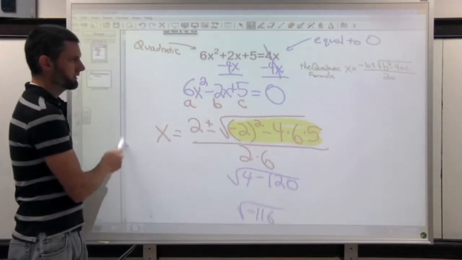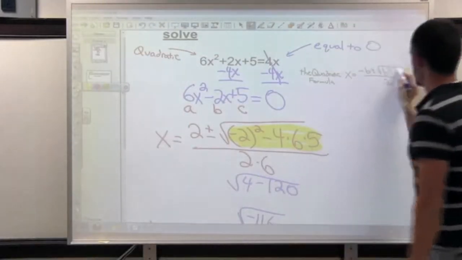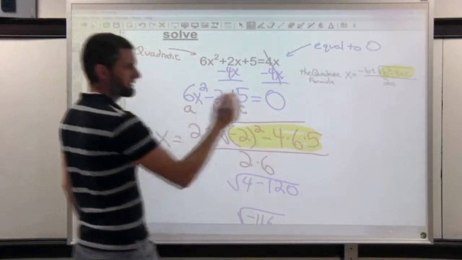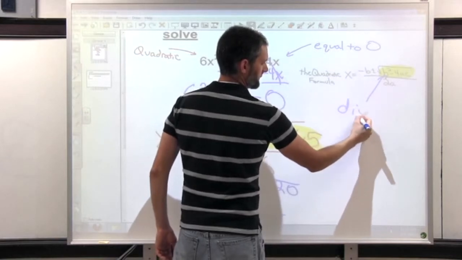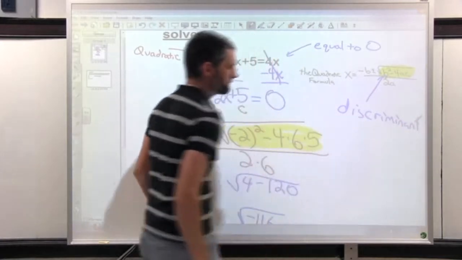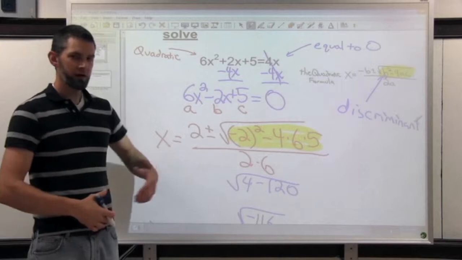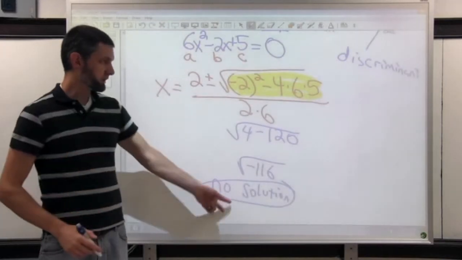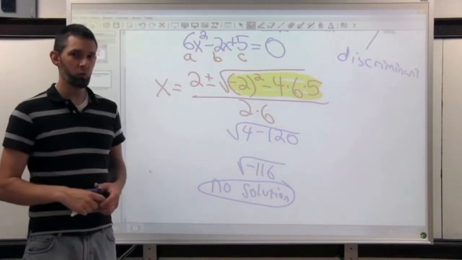Now, what do we do to know if that's going to happen or not? This part inside the square root, the b squared minus 4ac, not including the square root, that part is called the discriminant. And if we look at that part first, it's going to tell us if we're going to have two solutions if it's positive, or if it's negative, we're going to have no solutions, or if it's 0, then you're only going to have one solution.